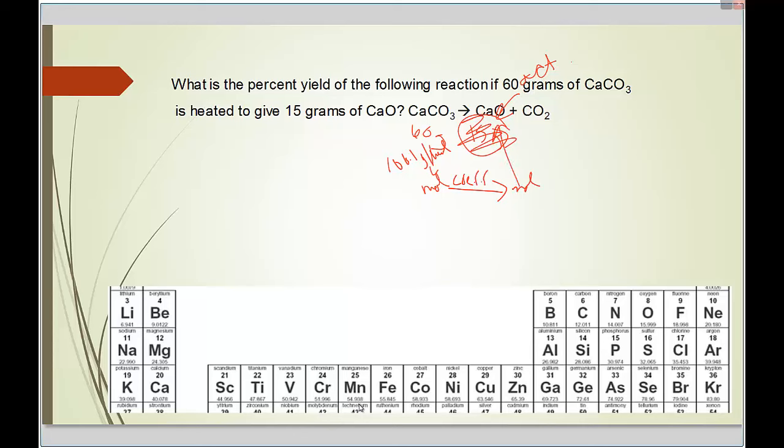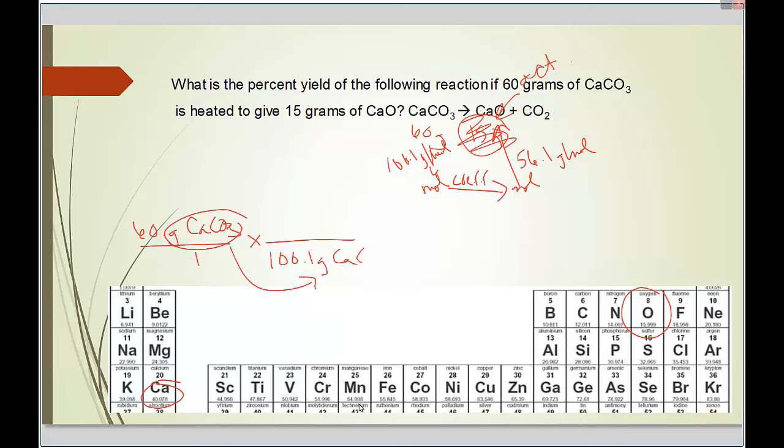Calcium is here, it's 40.1. Oxygen is here, 16.0. So 16 plus 40, that's how we get 56. Alright, so 60 grams of CaCO3 over 1. Grams on top, so we're going to put grams on the bottom, which is 100.1 grams of CaCO3, then 1 mole of CaCO3. Moles of CaCO3 on the top, so that's what I want to put on the bottom. And that is 1. The coefficient for CaO is also 1. One mole of CaO is 56.1 grams.